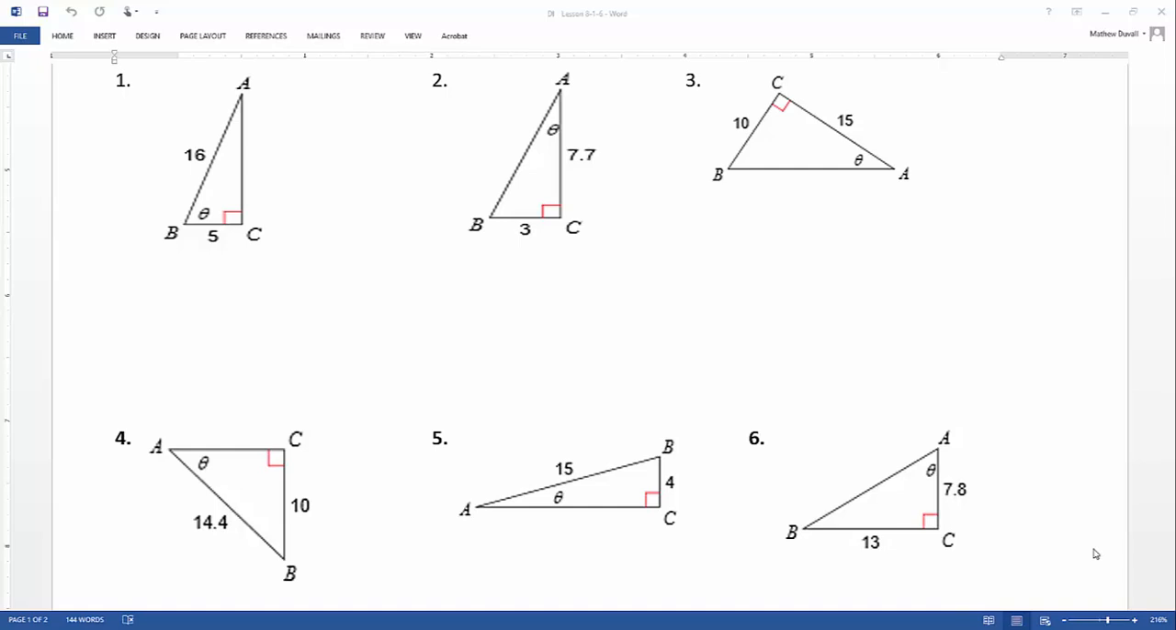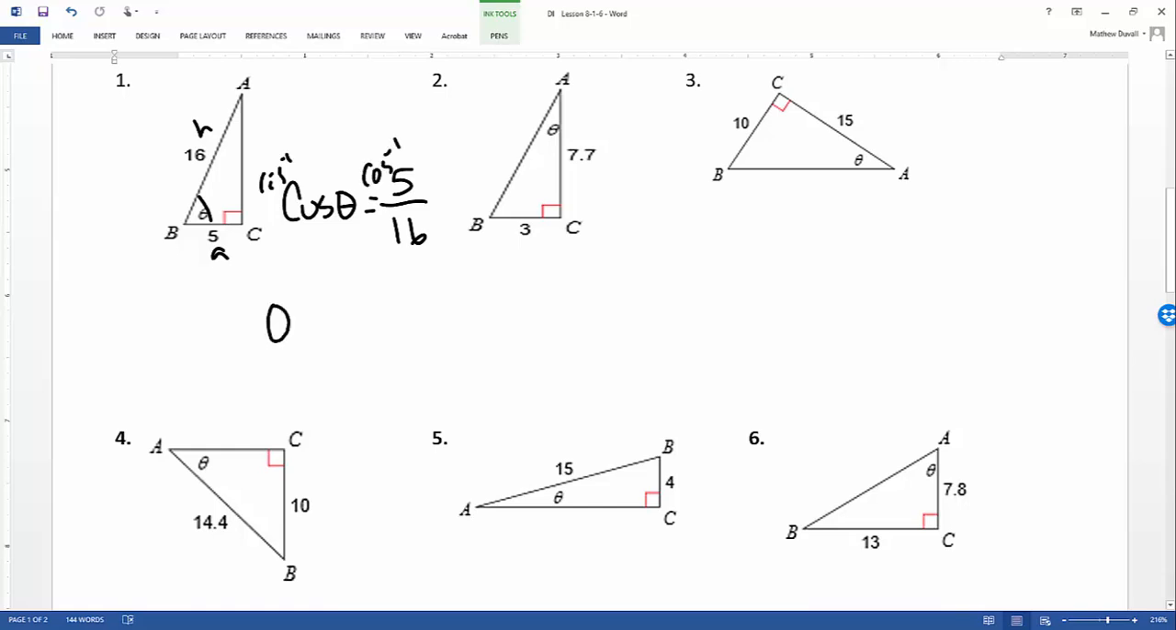So based on the information that's given to us, we need to establish a ratio. From this angle here, this is my adjacent and this is my hypotenuse, so that's cosine. So I'm going to say cosine of theta equals adjacent over hypotenuse. So now cosine inverse. So theta equals cosine inverse of 5 over 16.